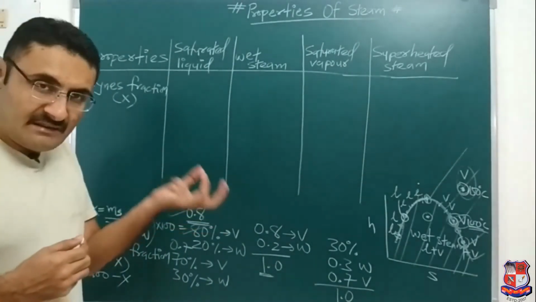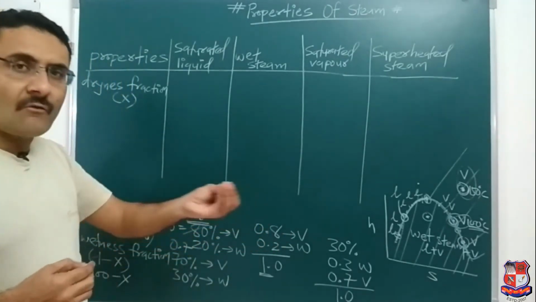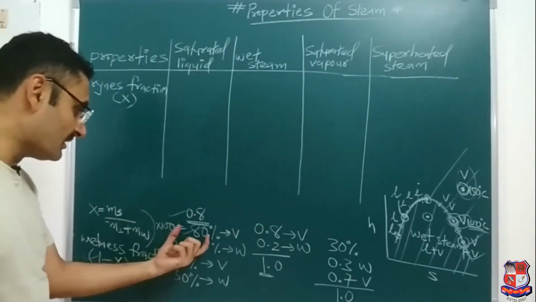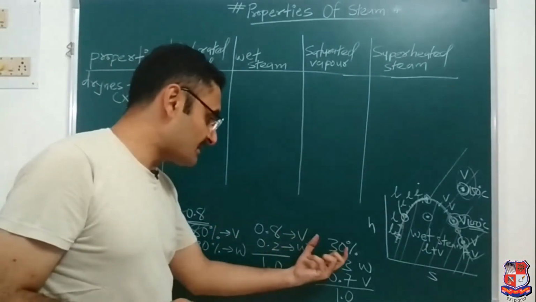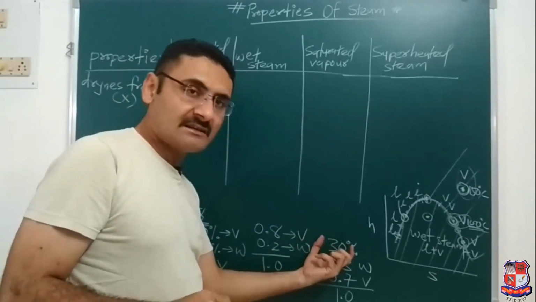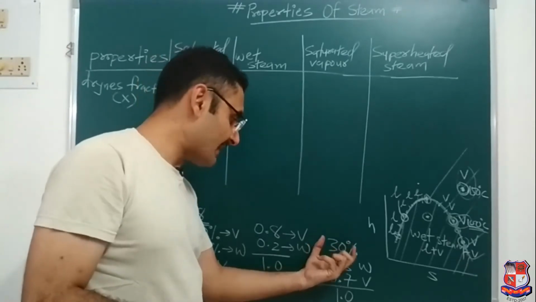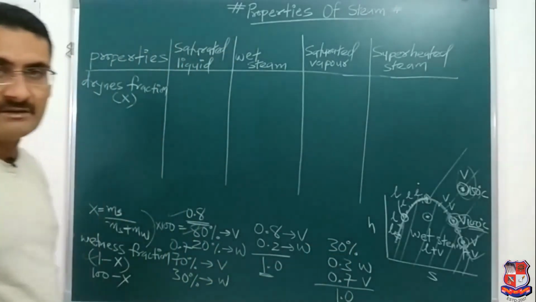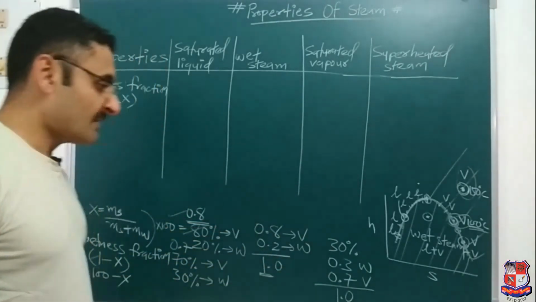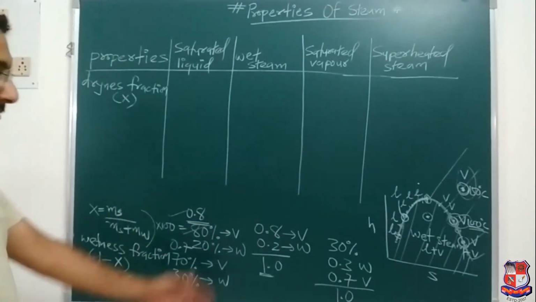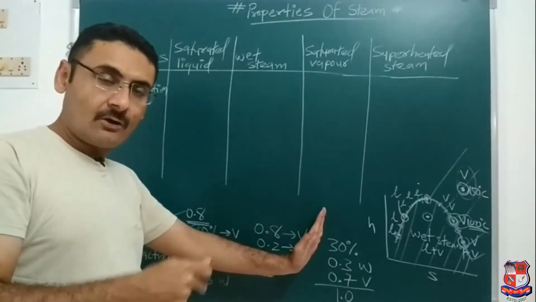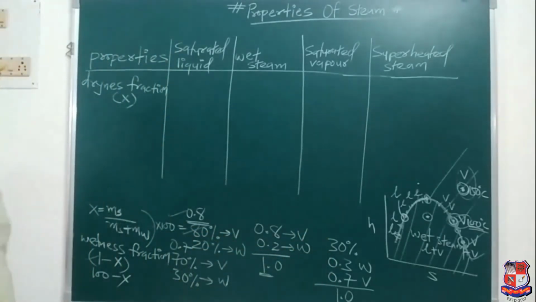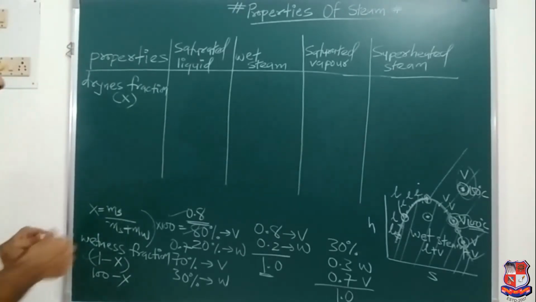Wet means how much water particles are present, and dry means how much steam is present. If the dryness fraction is 80%, vapor is 80%. If the wetness fraction of this steam is 30%, then 30% of the steam is wet and the remaining 70% is dry, or 30% water particles and 70% vapor particles. So that is all about wetness fraction, but we are focusing on the dryness fraction.